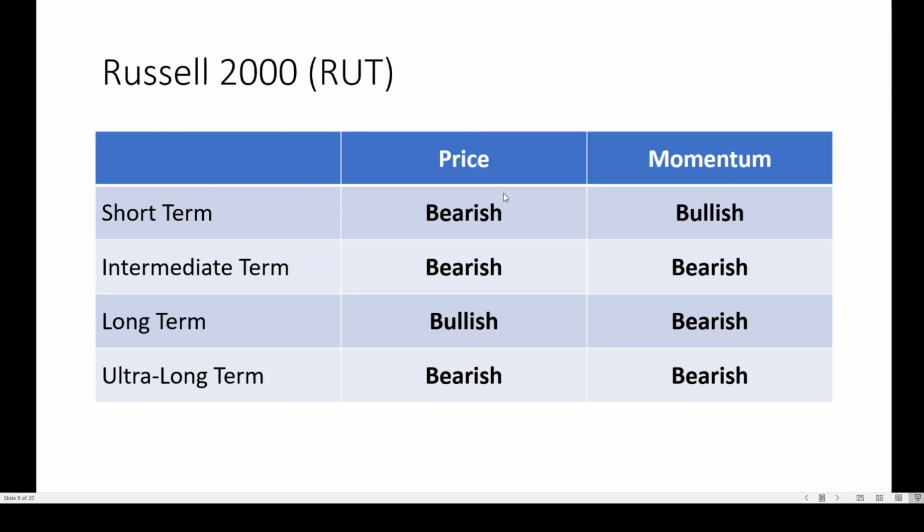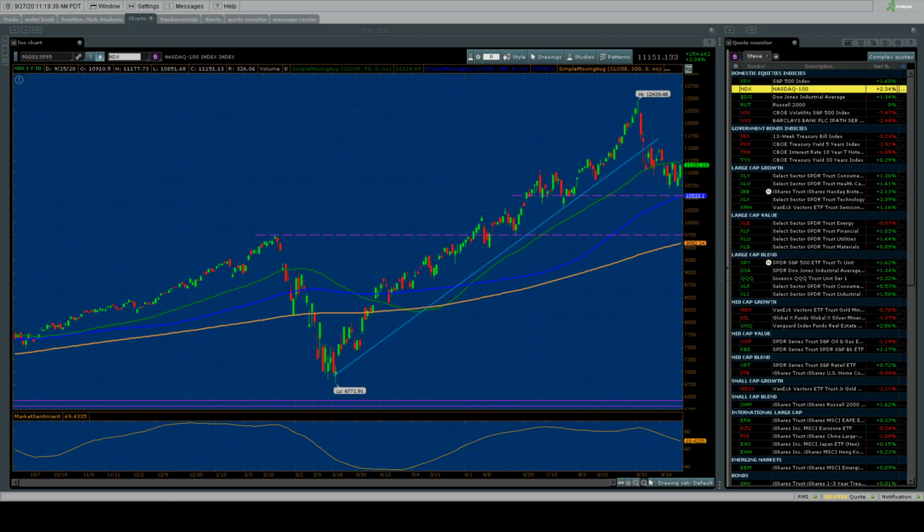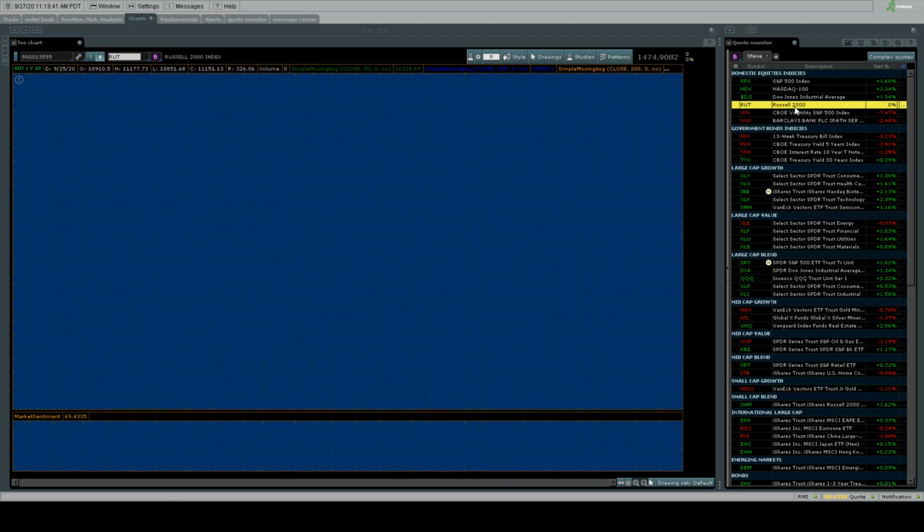Let's move on to the Russell 2000. A similar picture here. The short-term price is bearish. Momentum still bullish. Intermediate terms are both bearish. Long-term price bullish. Momentum's bearish. Ultra-long-term, both are bearish. Again, same picture as the other two major indices, but let's switch over and take a look at what's going on with the Russell 2000.